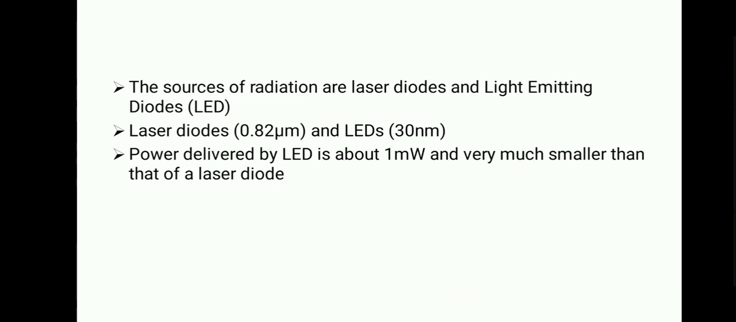Now, what is coherent light or incoherent light? Coherent light is a beam of photons that have the same frequency, whereas in incoherent light, each photon has a different frequency. The third point is that the power delivered by an LED is about 1 milliwatt, which is much smaller than that of a laser diode.